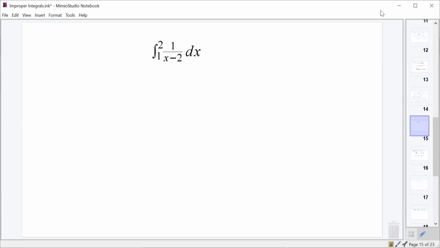You got 2 minutes. So we have an asymptote at x equals 2. So we're going to have to do a limit as a approaches 2 from the left, because we're going from 1 to 2, of the integral from 1 to a of 1 over x minus 2 dx. Everybody good with that one? Or with that start? Giving us the limit as a approaches 2 from the left.